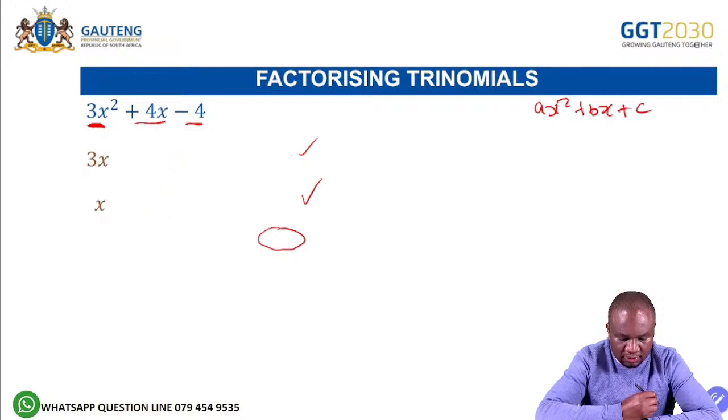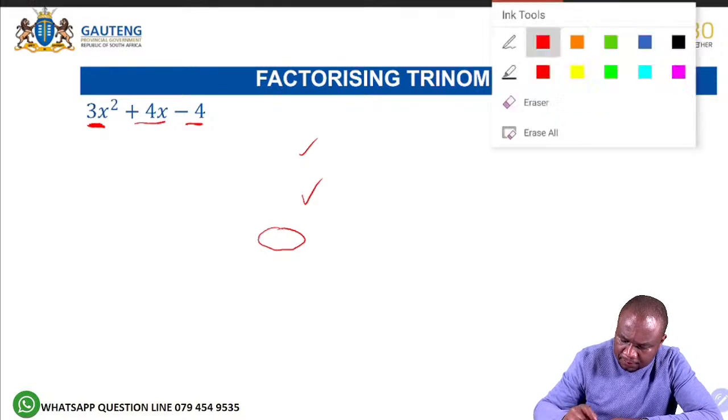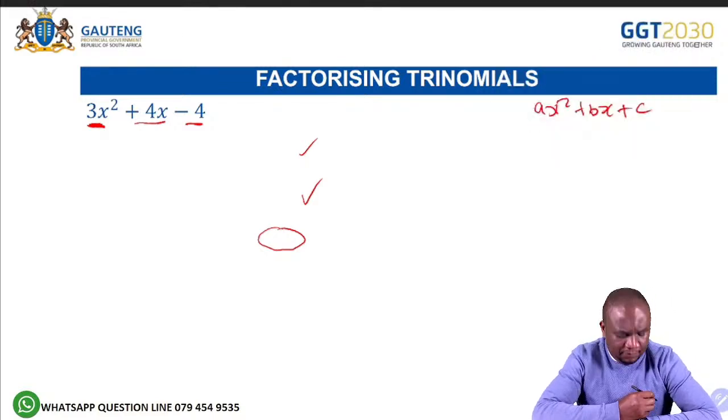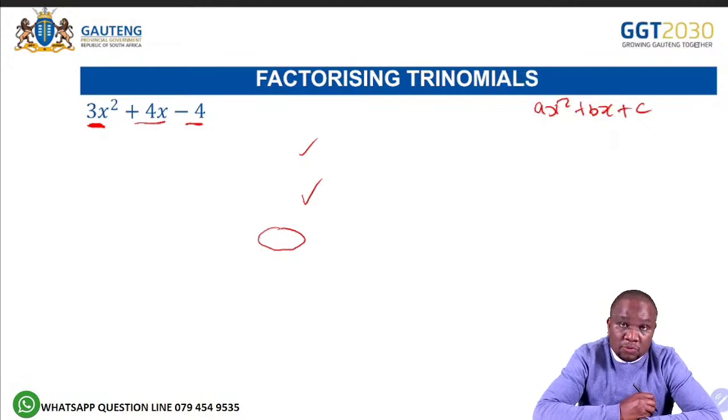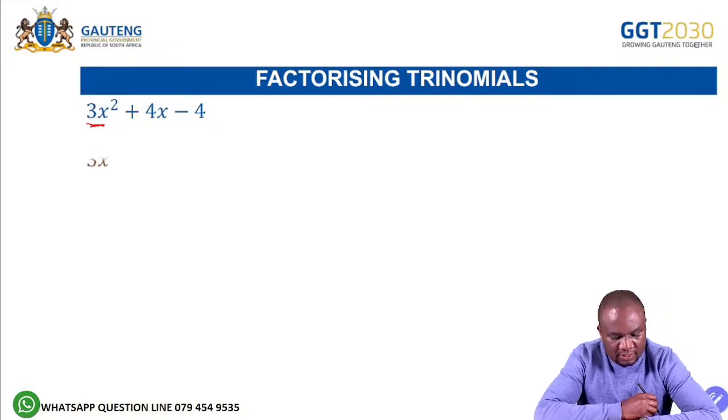I want to repeat what I said. Let me remove the ink. Right, let's do it again. We break the first term into its factors. So it becomes 3x and x.